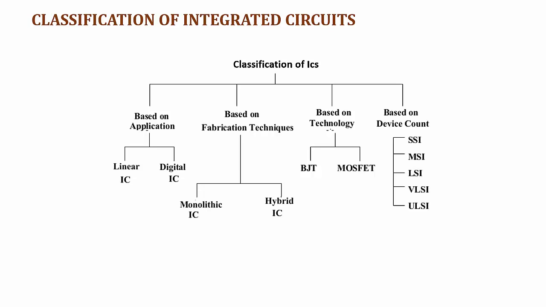According to the different components, that is, based upon applications, we have seen so far linear ICs, the analog continuous ICs, and digital ICs, where you know that zeros and ones are discrete inputs. Apart from that, different classifications are there. One is based upon the fabrication techniques, that is, how the ICs are fabricated: monolithic IC and hybrid IC.